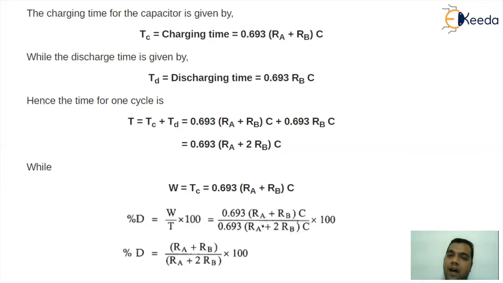If I want to go for a modification to get a square pulse, I normally put a diode across the resistor RB, so that during charging we have only the RA resistor, and during discharging we have only the RB resistor. In that case, the on time will get modified to 0.693 RA into C. The off time will get modified to 0.693 RB into C. And now if I want both on time and off time to be equal, I have to ensure that both the resistances RA and RB are of the same value.